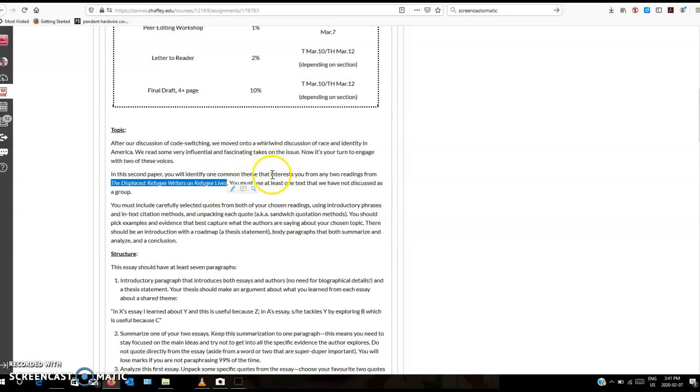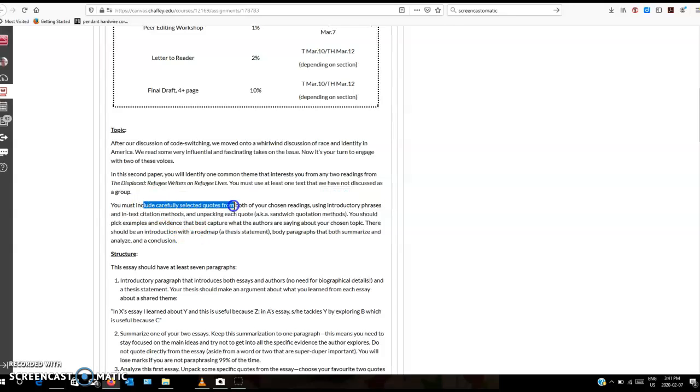So for this essay, you're going to choose 2 essays from this collection and compare and contrast them. As I note here, you must use at least one text that we have not discussed as a group, right? So we'll be discussing, I think, 5 or 6 of these essays together. So you can use one of those, but you have to use one that we haven't discussed together, or you can use 2 that we haven't discussed together. That's fine too, right? But you have to use at least one that we have not discussed together.